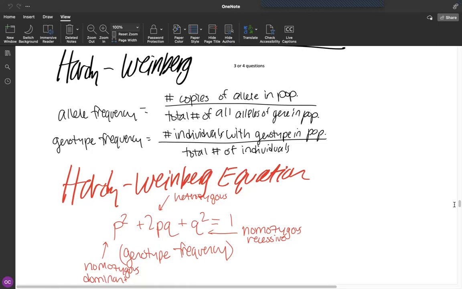So a few different equations. You need to know what allele frequency is. So this is just the number of copies of a specific allele in a population over the total number of all alleles of a gene in a population. Genotype frequency is the number of individuals with a specific genotype in a population over the total number of individuals in that population.